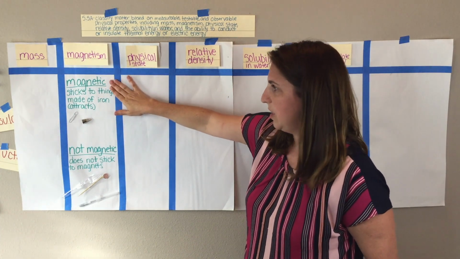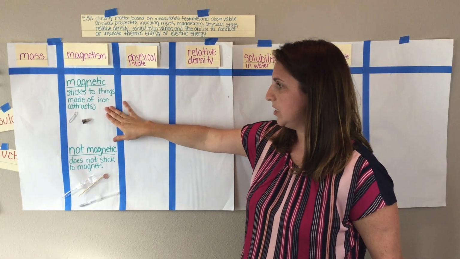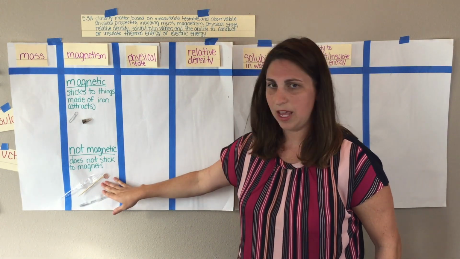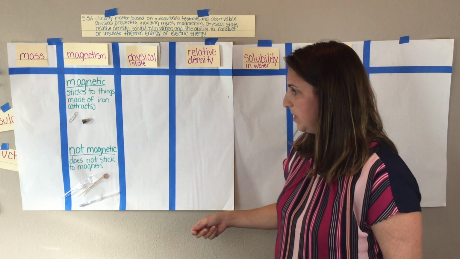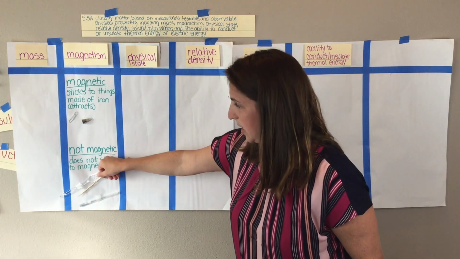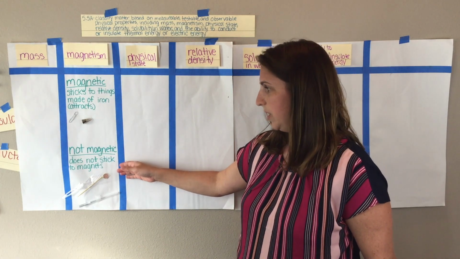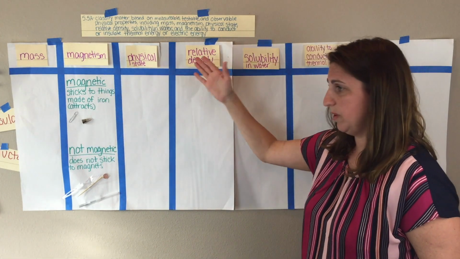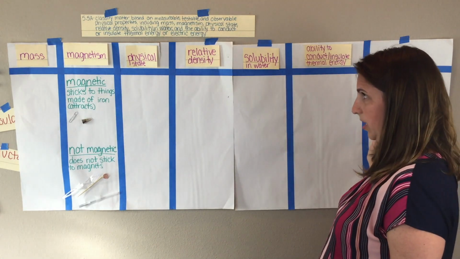They had magnetic, and the words they used were that it sticks to things made of iron, it's attracted to it. And then they did the things that were not magnetic, and they actually gave the examples from their lesson. So they would say, the fork is plastic because it does not stick to a magnet. Therefore, it is not magnetic. So every day we would review, and then we would expand on it.